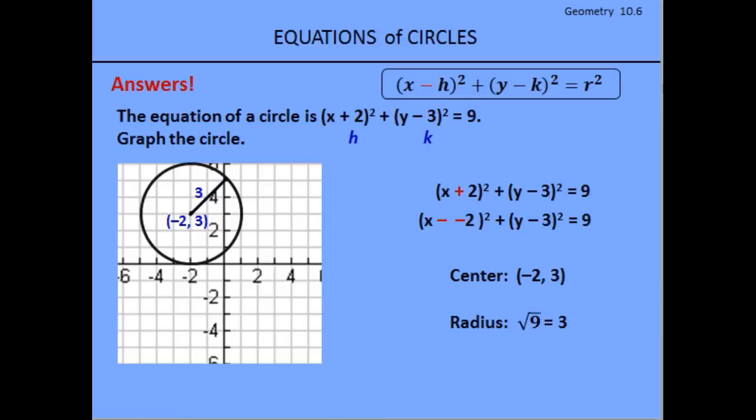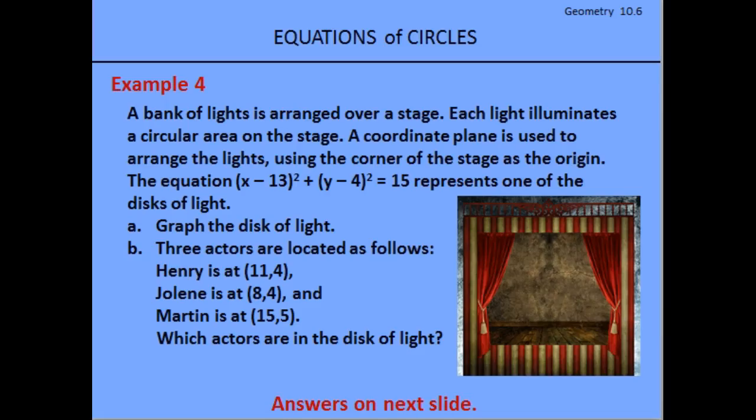Now let's turn that into a word problem. Eek, no, yes, it's not that complicated a problem. Have no fear. So here we have example 4. A bank of lights is arranged over a stage. Each light illuminates a circular area on the stage. A coordinate plane is used to arrange the lights. Using the corner of the stage as the origin, the equation x minus 13 squared plus y minus 4 squared equals 15 represents one of the disks of light. First, graph the disk of light.